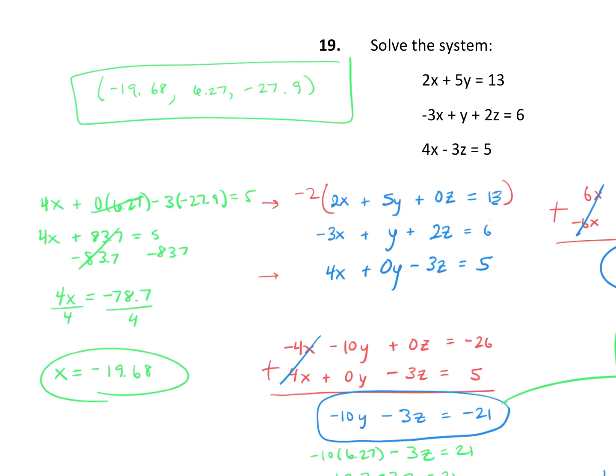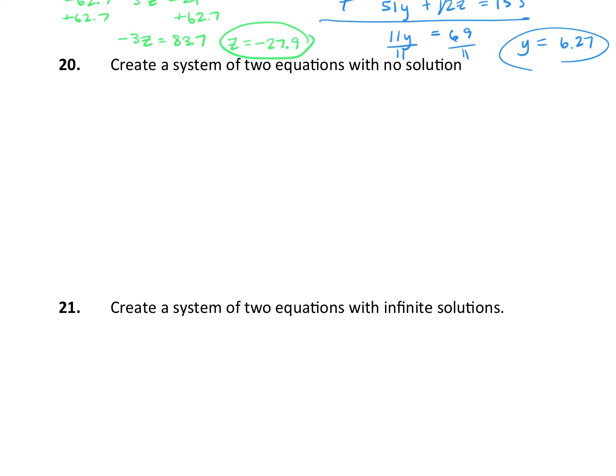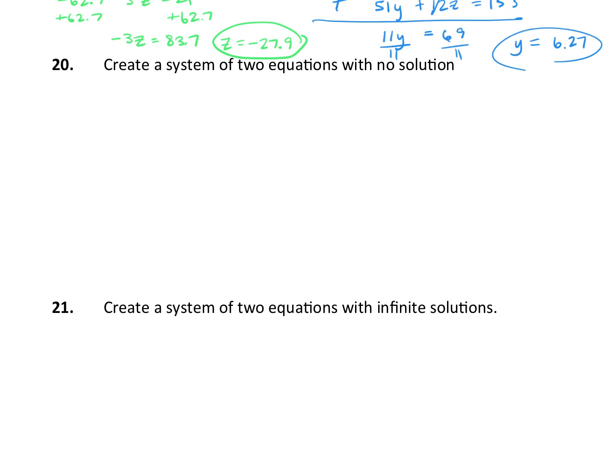All right, our last two problems are kind of similar. These are the examples where you are creating a system of two equations, which means you only need two variables, with a no solution answer and an infinite solution answer. So we just went through a bunch of eliminations, so we can approach this with elimination again. Let's say I just keep it simple.